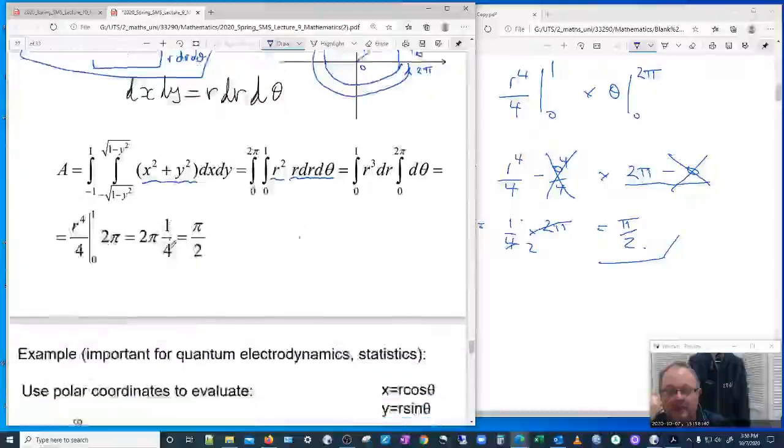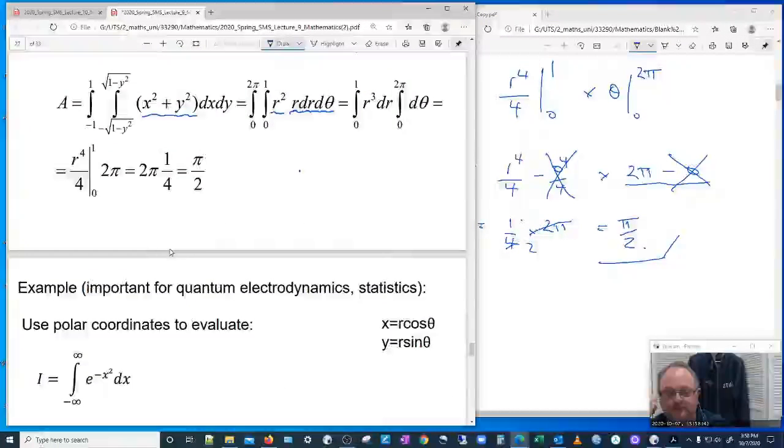Okay, so let's have a look at another application, and let's think about that. So use polar coordinates to evaluate an improper integral. Now, why are we able to do an improper integral? Because we're going to rely on the fact that the function has this decaying property. Okay, so we're going to rely on that.